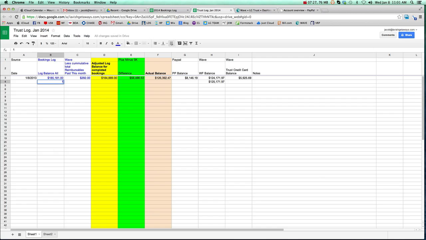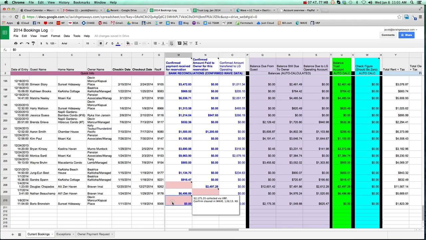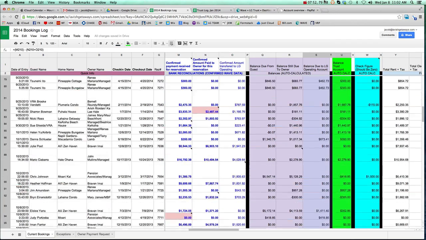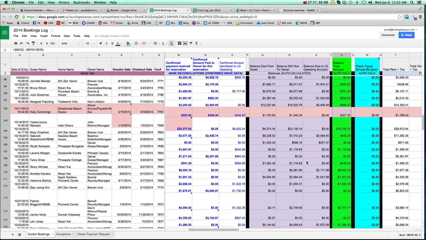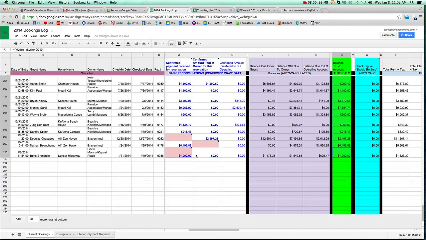186,181. Okay, then if everything else stayed the exact same, there were no changes in any of the other balances, watch what'll happen. Everything else stayed the same, and then when I do this, the next day, it's the exact same number. There was no change because we got $1,000 extra in Wave. We recorded it in here on the bookings log. Okay, $1,000 extra in Wave. That popped up right there, so when I drag the whole thing, it'll add $1,000 to that. See, 186,181. So that's why those numbers should match.